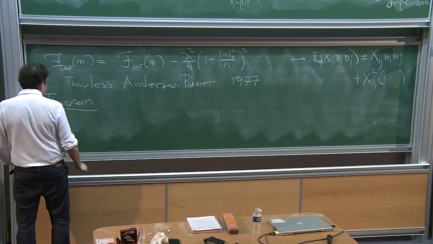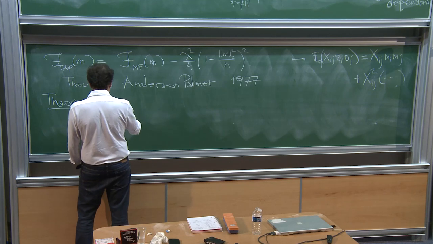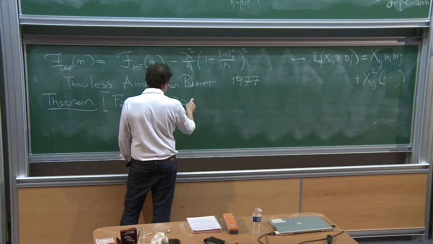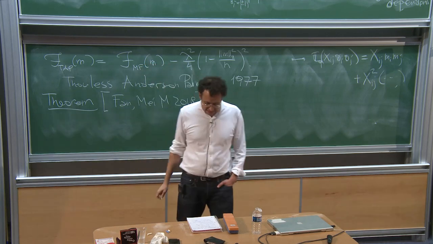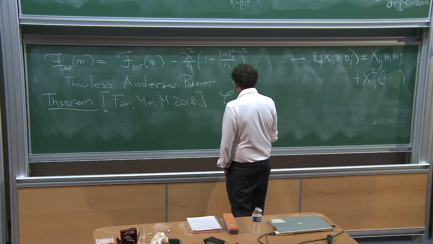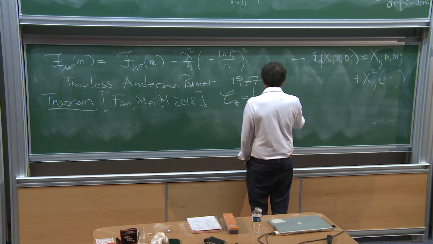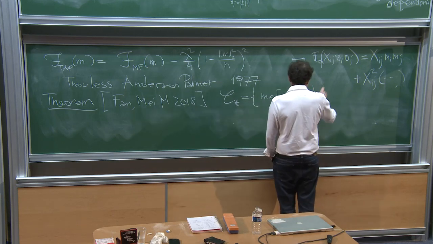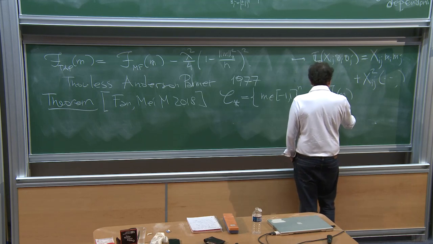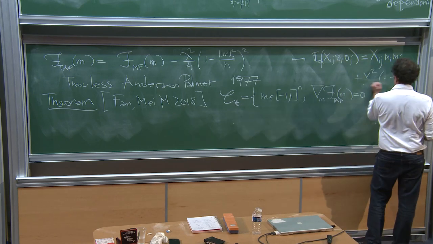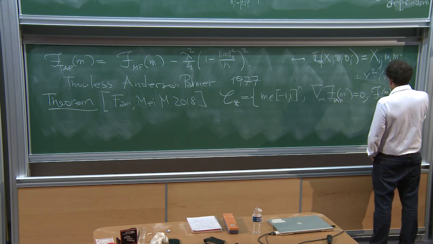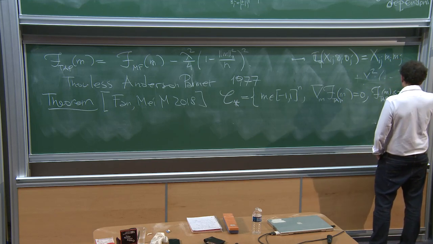Okay, can we prove something about this thing? So this is in the same paper. Okay, so the theorem says that this works. Namely, they find a set of critical points. So these are the set of vectors m in the solid cube, such that the gradient of the TAP free energy is equal to 0, and f_TAP of m is smaller than minus lambda over 3.